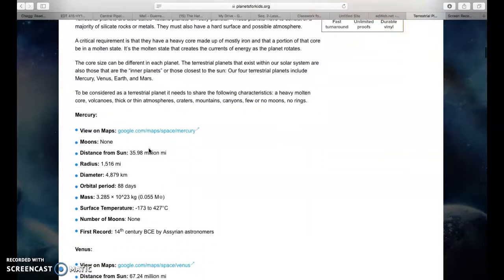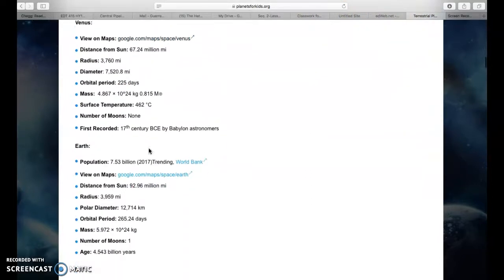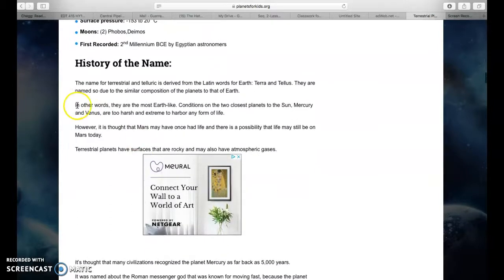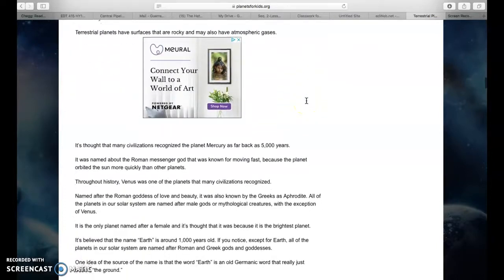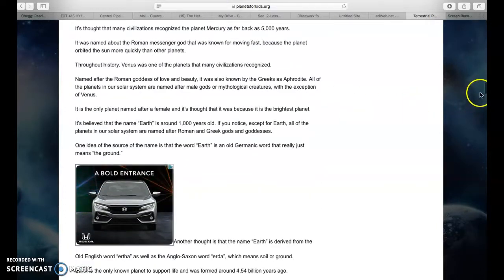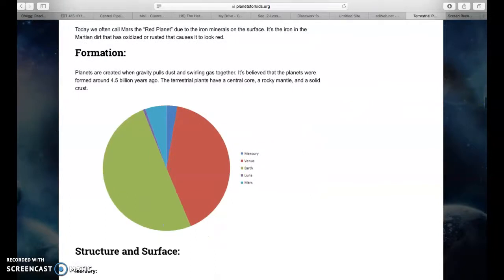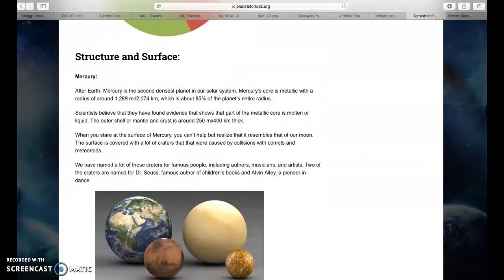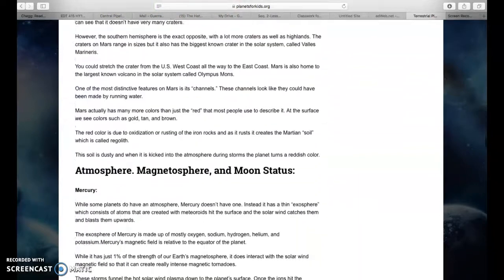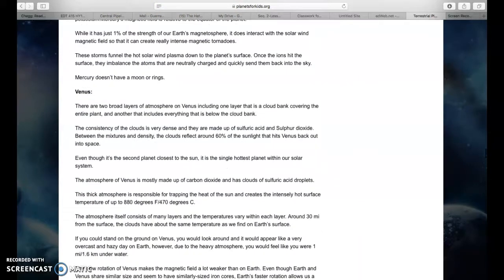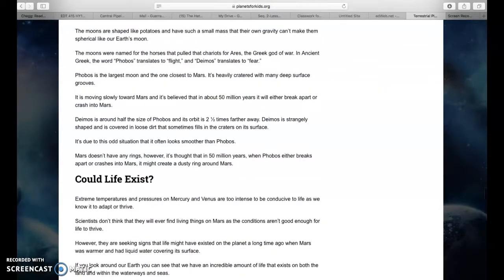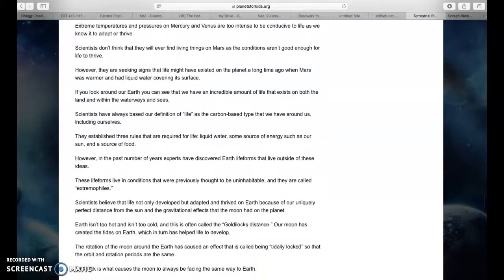Planets for Kids gives me the history of the name terrestrial. Like I said, it's most Earth-like. And this resource will also give me how these planets formed, the structure and surface of these planets, the atmosphere, and if life could exist on either of these planets.